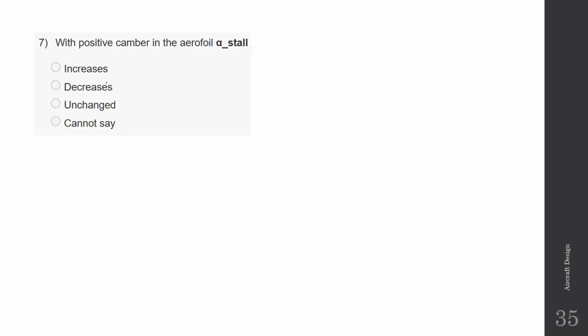You're right. With positive camber in the airfoil, your alpha stall decreases. For a symmetric airfoil, your Cl versus alpha graph is like this, and as you camber it, the graph moves upward and also leftward. So as you camber it more and more, the alpha stall decreases.